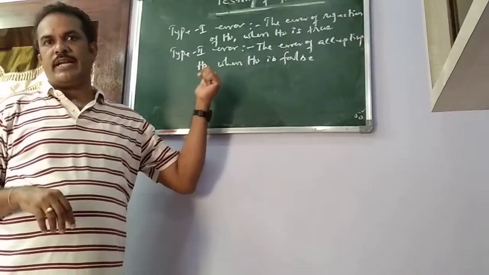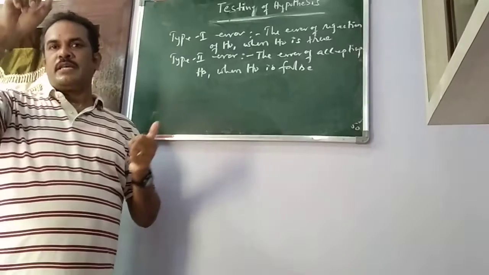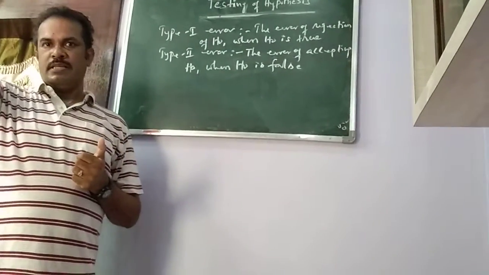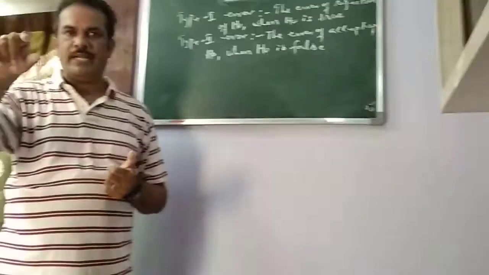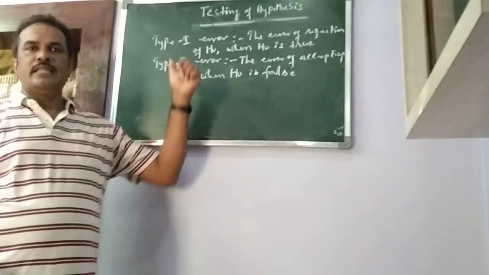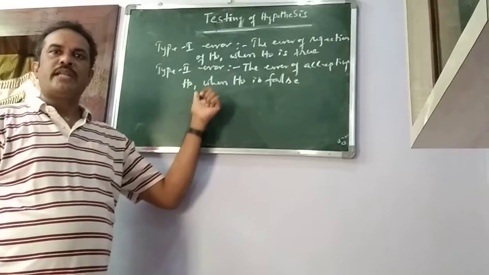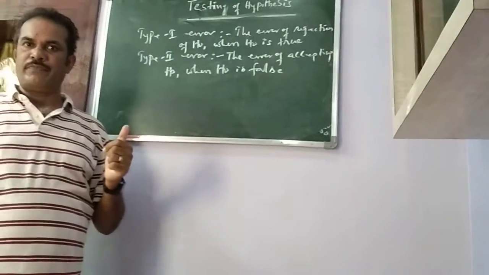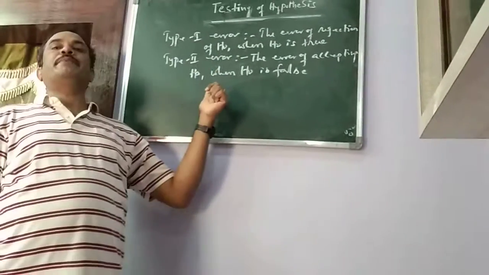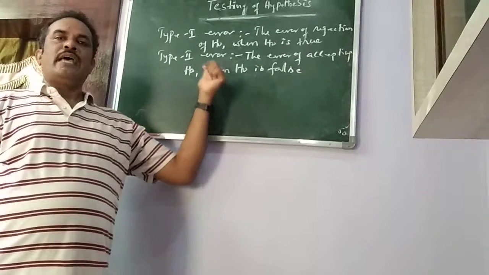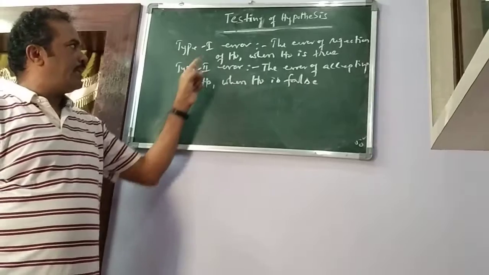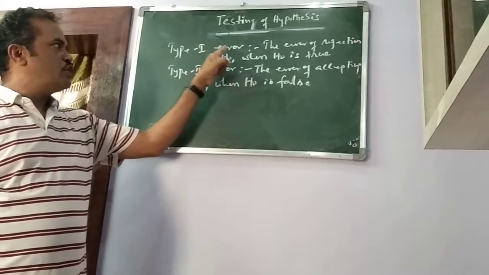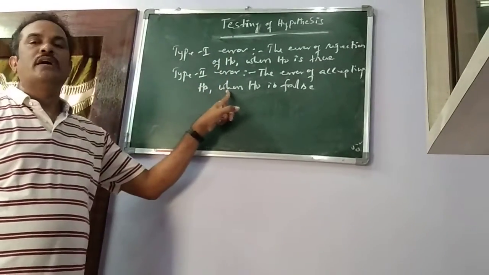From this we understand the statement is false. What is the false statement? That the features are good. That is the false statement, but somebody will still accept it. So that is the type 2 error. Type 1 error is the producer risk, and type 2 error is the consumer risk.